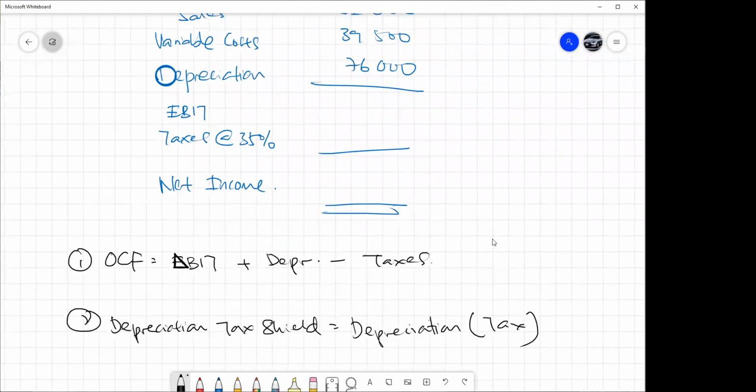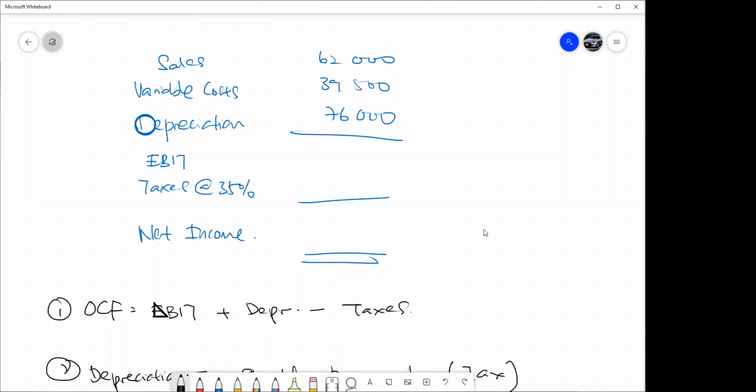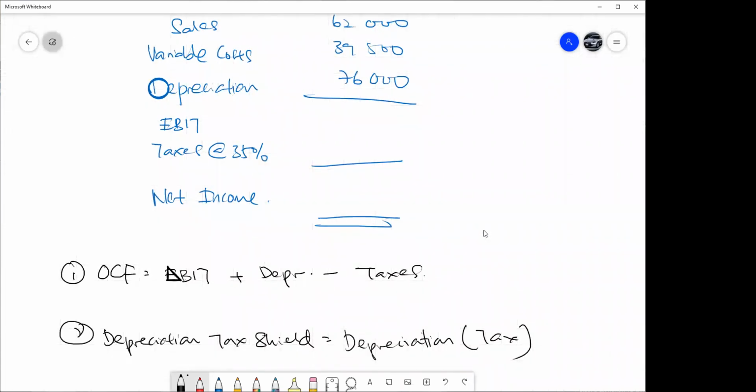So this question is simple. They give you an income statement. They want you to find OCF and the depreciation tax shield. So what you do, you complete your diagram first. So 62,000 minus 39,500 minus 76,000. What do you get for EBIT? Okay, the EBIT is negative 53,500. Yep, very good.